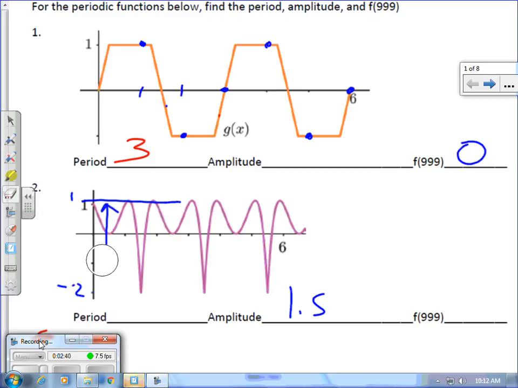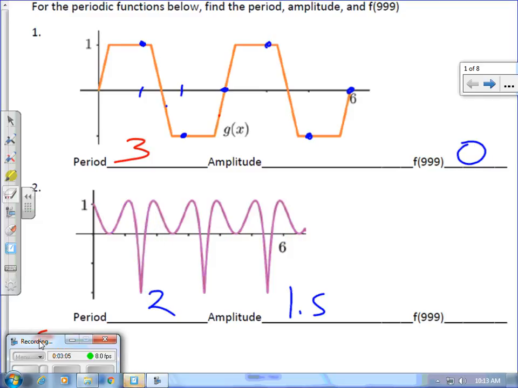So then the period is going to be right there, the finish of one cycle. Right about there. You've got 6, 5, 4, 3, 2. And how would we find f of 999?